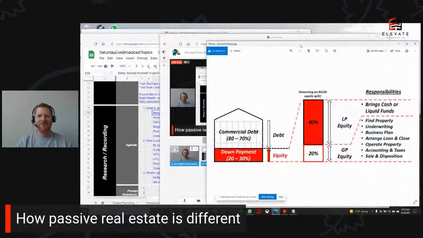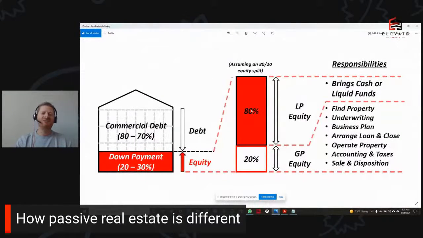All right. So here is generally, this is an image from my book, but in general, this is what it looks like when you're doing a syndication. Like I said, you have limited partners, which are LPs, and then you have GP, and everyone's got a role. When you're a passive investor, a limited partner comes in and brings cash or liquid funds, and they make up a large part of the entire apartment's equity, okay? The other piece is the general partners.